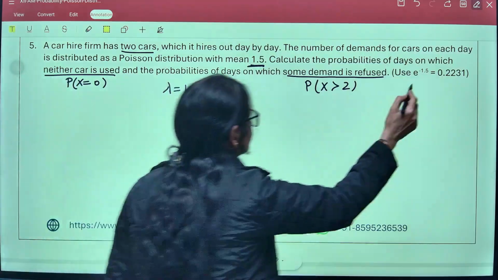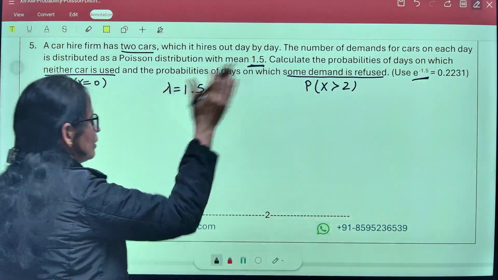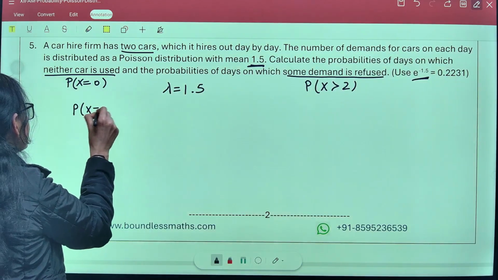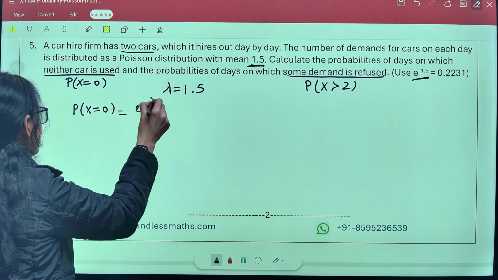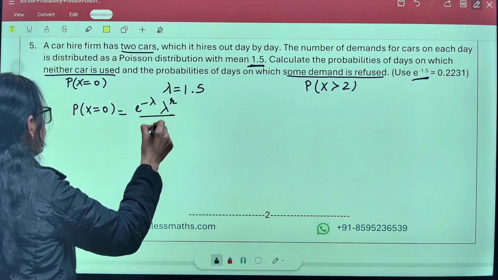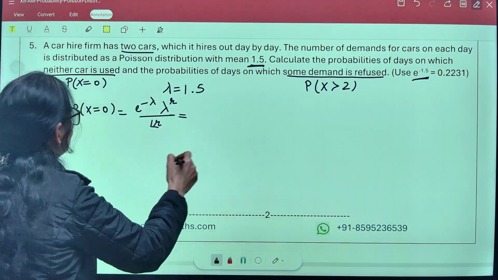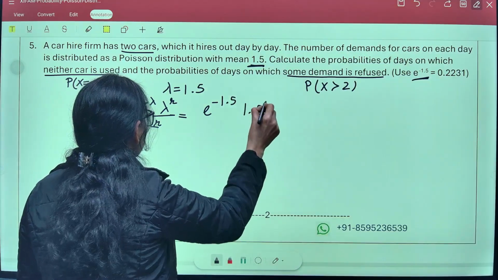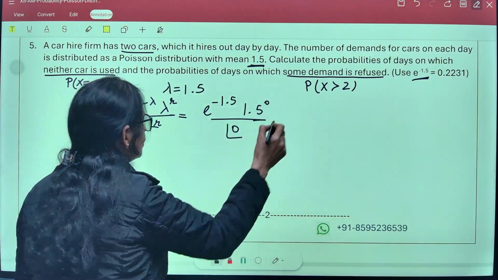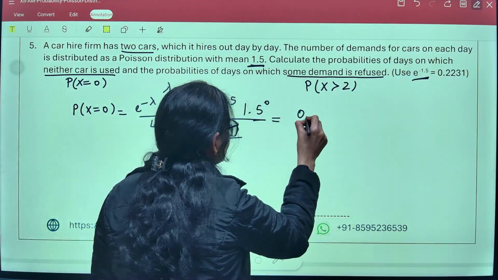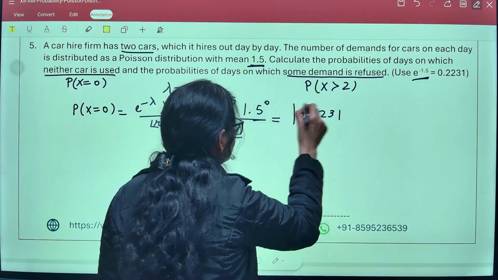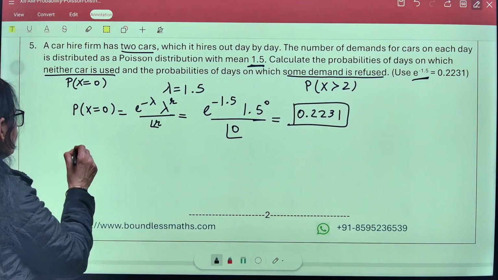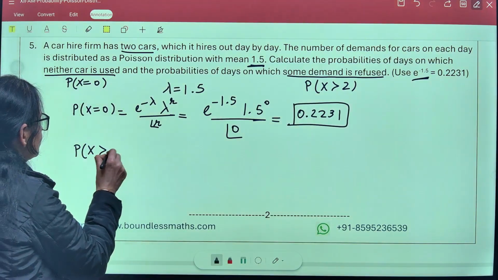And the given value in the question also gives you a hint what is lambda. So be careful, you know what is lambda. Now let's find the probability of x being equal to 0: e raised to power minus lambda, lambda to the power r upon r factorial. So that comes out to be e raised to power minus 1.5, 1.5 to the power 0 upon 0 factorial. And you just have this value 0.2231. So this is the required probability of neither car being used.